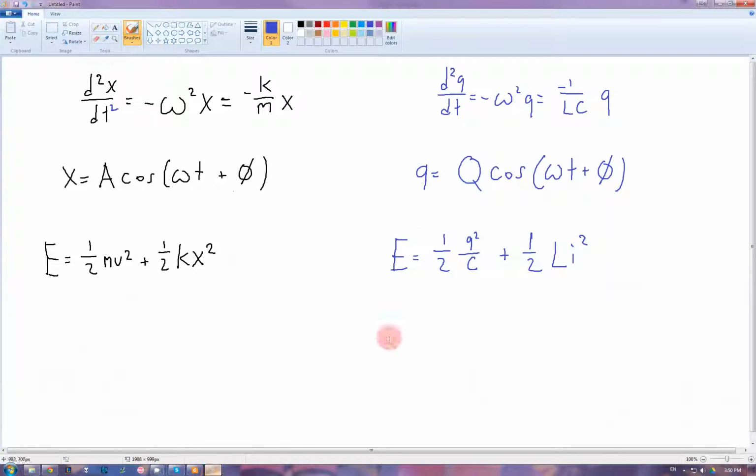And so one last time, here's the comparison between simple harmonic motion and the LC circuit. You can see all the equations are basically the same, except the charge is replacing the displacement.